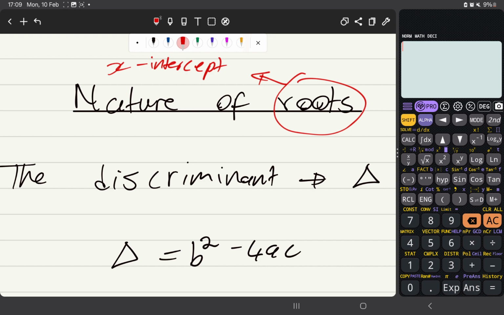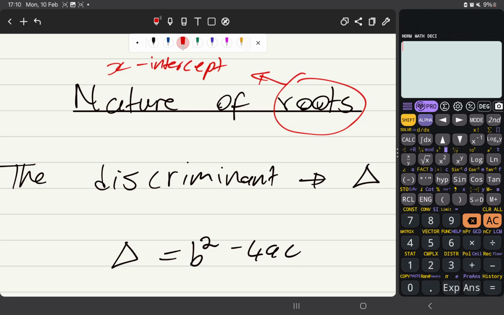And these values, where do we find them? We find them on our x-axis, right? They lie directly on our x-axis. That is why they are called x-intercepts. So for the nature of roots, or the nature of our intercepts, we use this thing called the discriminant to talk about the nature of the roots.